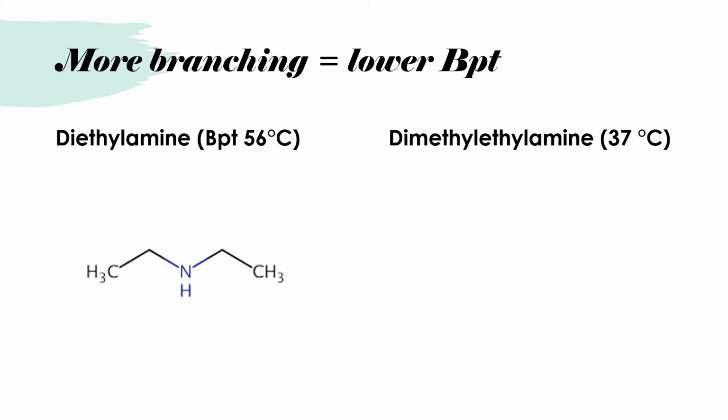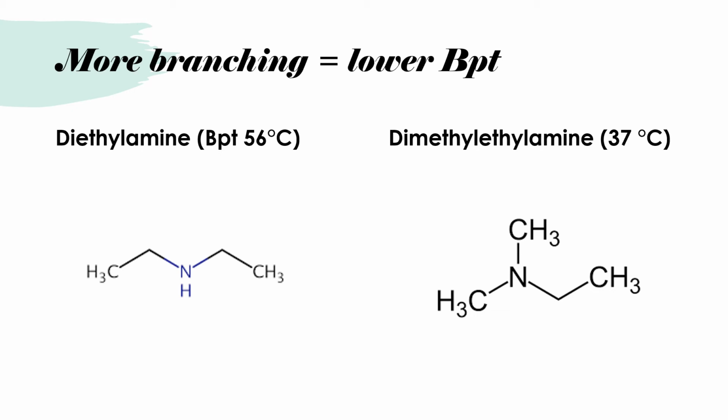Here is diethylamine. Now you could have written it in its basic structural formula, but I've gone for skeletal because it becomes more common in A2 and it's a wee bit quicker to draw. So we've got diethylamine and then we've got dimethylethylamine. So which one has the more branching here? Yeah, the one on the right has got more branching. So it's going to have the lower boiling point, as we can see there.